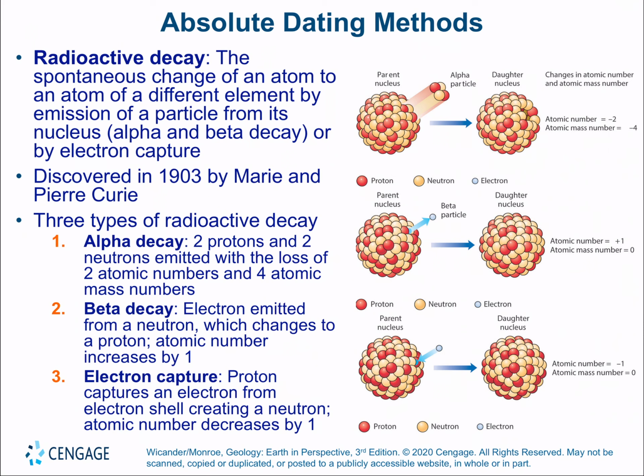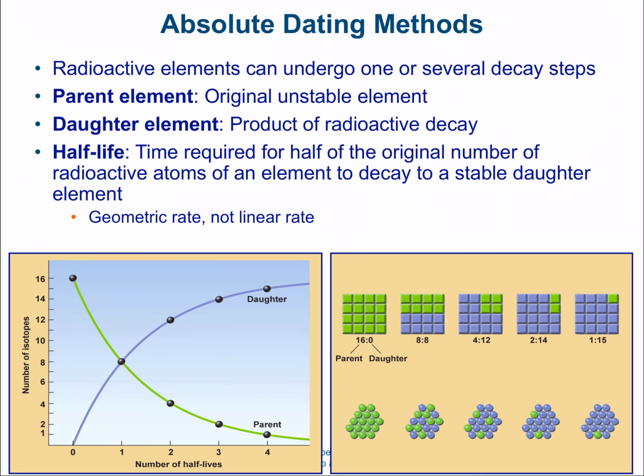And then the last picture at the bottom shows electron capture. That's when a proton captures an electron from an electron shell, creating a neutron. So your atomic number decreases by 1. Now with our absolute dating methods, our radioactive elements can undergo one or several of the decay steps.